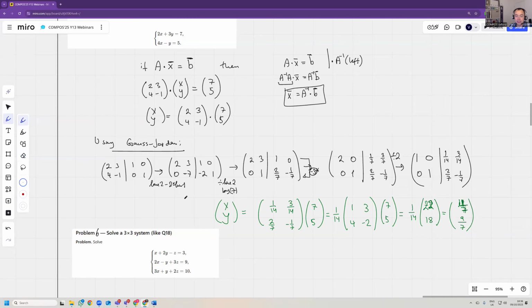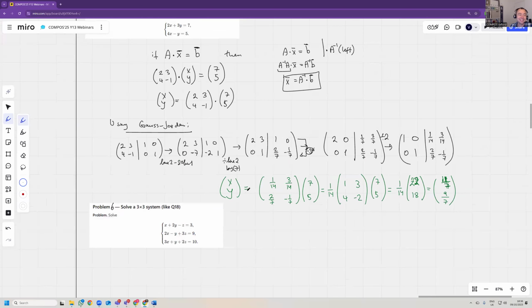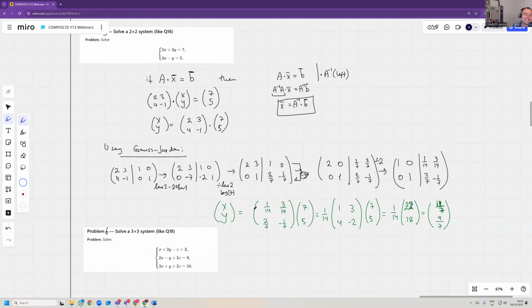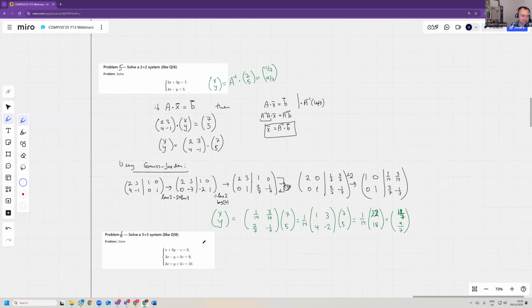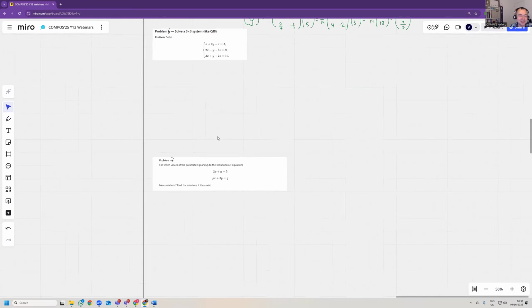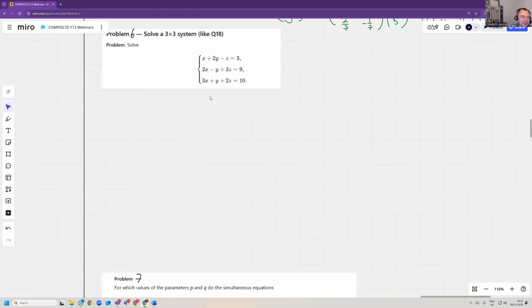Nice. So yeah, that's how you can solve. That's how we can find x and y. So x, y is the inverse of the matrix multiplied by 7, 5, and that's 11/7 and 9/7. So yeah, we have a very convoluted way of doing a very simple thing. However, it starts to make a little more sense when you talk about a 3x3.